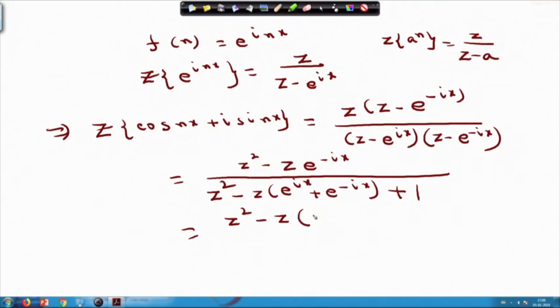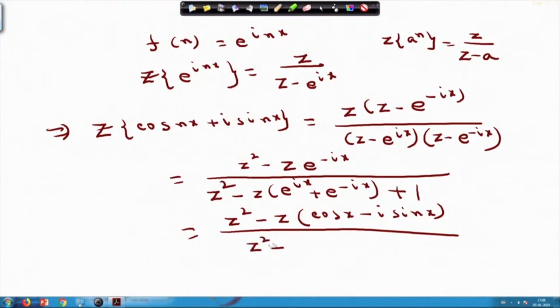I can represent it in the form of cosine and sine. So that this I can write down cos x minus i sin x divided by z square minus z into e power i x plus e power minus i x. This is nothing but twice cos x. So this I can write down twice z cos x plus 1. Now you see, Z transform of cos n x plus i sin n x is equal to z square minus z into cos x minus i sin x divided by z square minus twice z cos x plus 1.